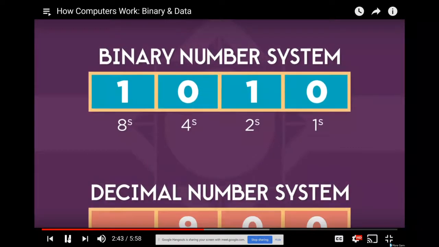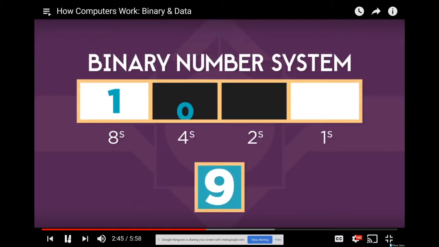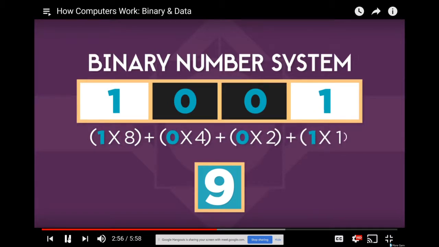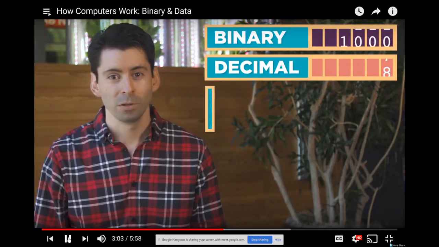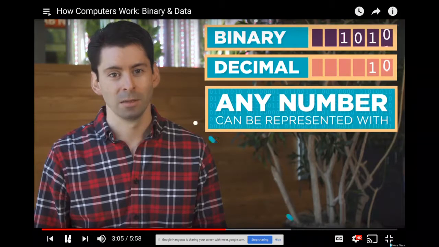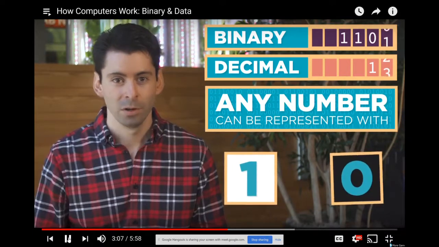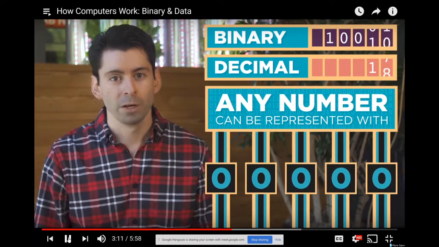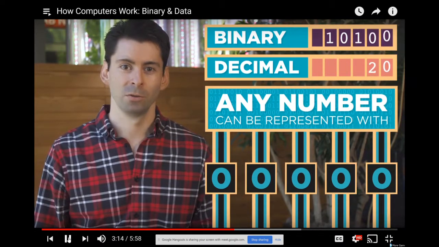For example, the number 9 in binary is 1001. To calculate the value, we add 1 times 8 plus 0 times 4 plus 0 times 2 plus 1 times 1. Almost nobody does this math because computers do it for us. What's important is that any number can be represented with only ones and zeros, or by a bunch of wires that are on or off. The more wires you use, the larger the numbers you can store.